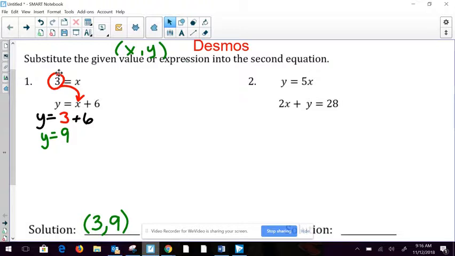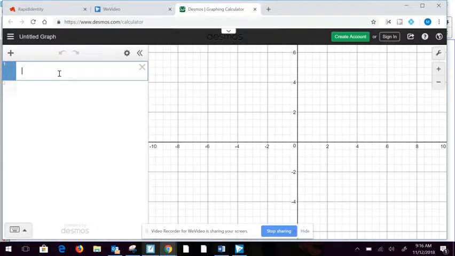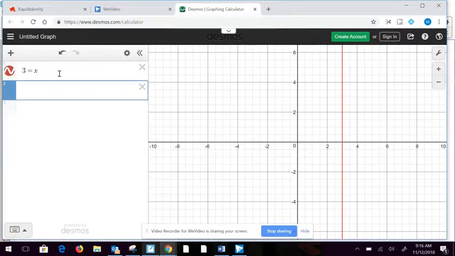So let's go ahead and look at this one on a graph. I'm going to type in my first equation, 3 is equal to x. And you can see that red line on the screen that appeared over here. That's my line for it. Now I'm going to enter in my second equation, y is equal to x plus 6.